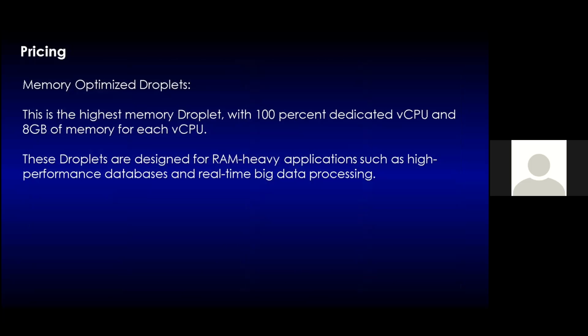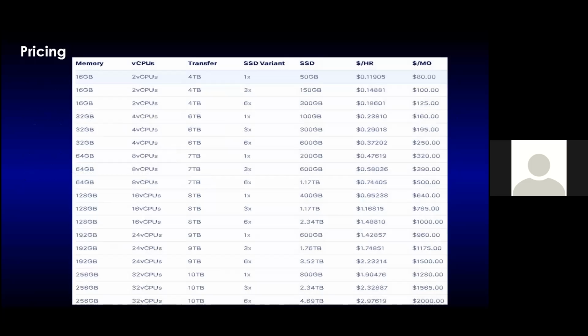Memory optimized droplets. This is the highest memory droplet with 100% dedicated vCPU and 8 GB of memory for each vCPU. These droplets are designed for RAM-heavy applications such as high-performance databases and real-time big data processing. And this is also the price for the memory optimized droplets.